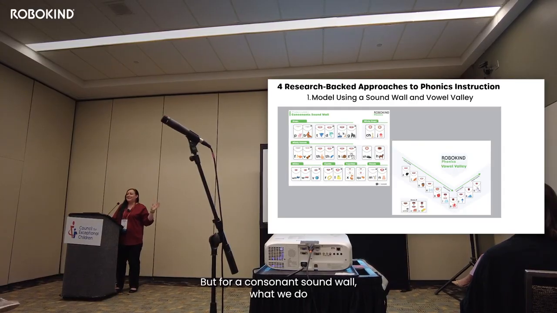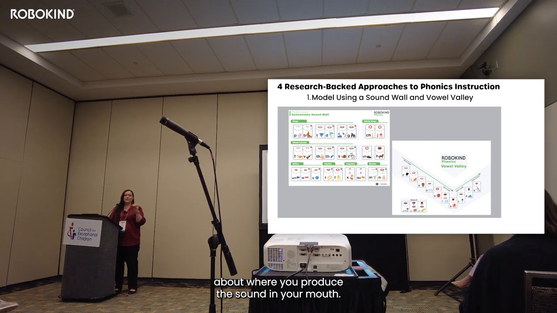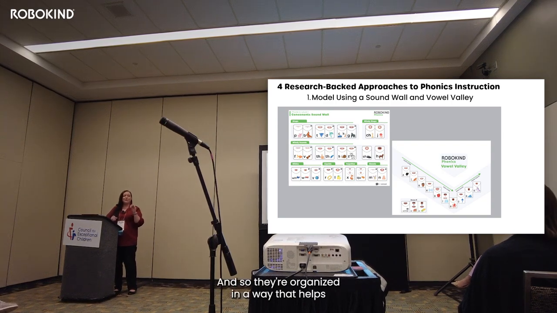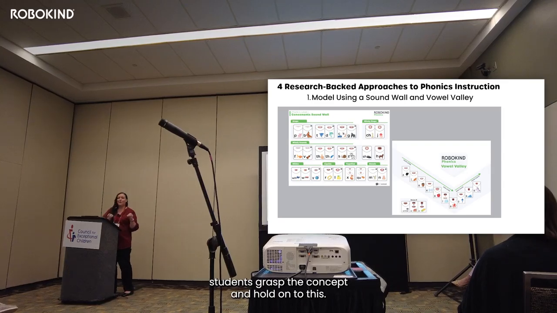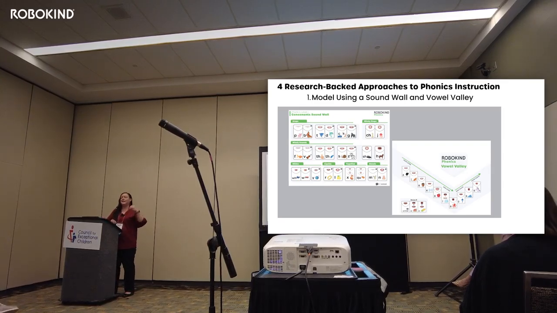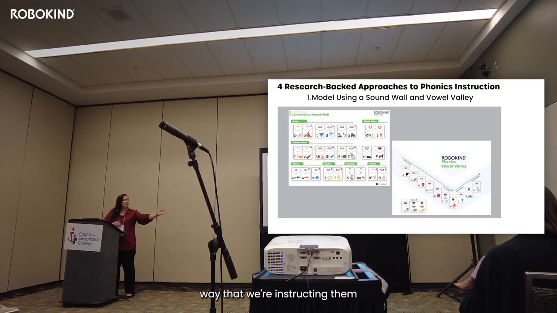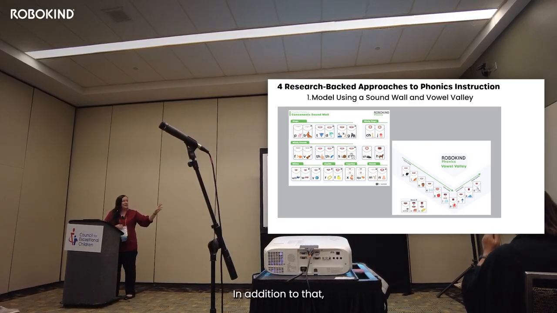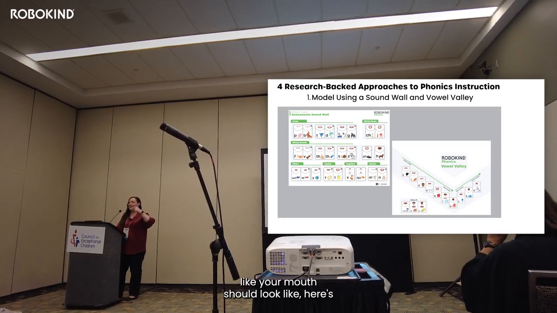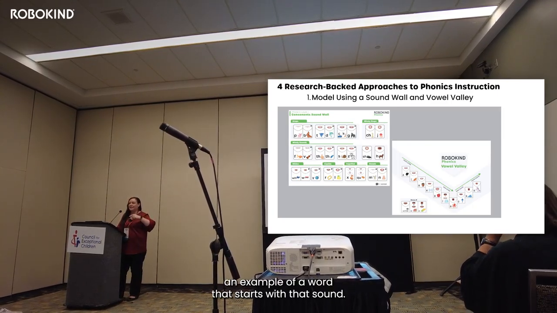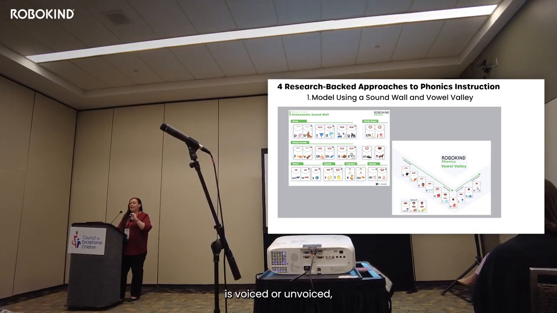But for a consonant sound wall, what we do is we group everything together by where you produce the sound in your mouth. They're organized in a way that helps students grasp the concept and hold on to this, and we get retention, and then they can remember and understand that systematic way that we're instructing them. In addition, we're showing them a visual of what your mouth should look like, an example of a word that starts with that sound, and we're telling the student if that sound is voiced or unvoiced.